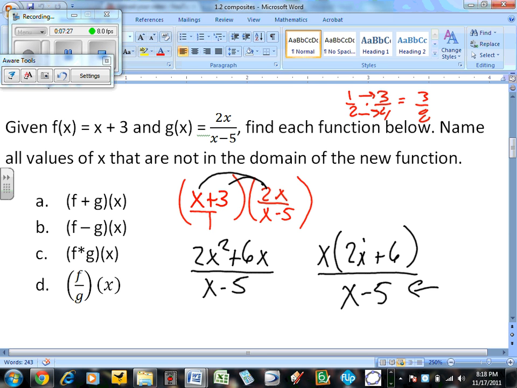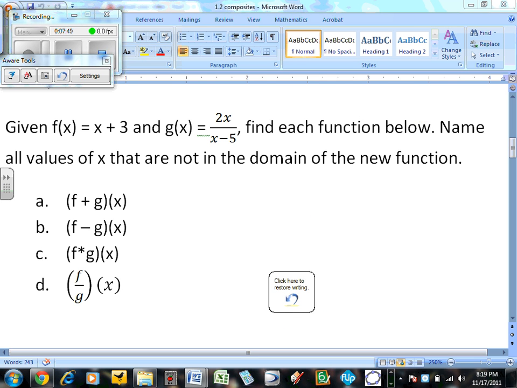One thing that I do not want to see in this, and I don't know why people like to do this, is you cannot cancel these out. That x just can't magically disappear. All right? If we had another x out here that was being multiplied, then we could cancel out. But when this x is connected with a minus sign or a plus sign or something like that, we cannot cancel those out. Okay?